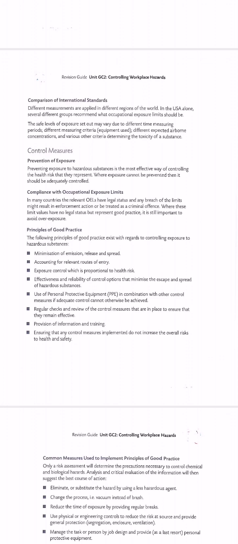Then number 6, also regularly check and review the control measures that are in place to ensure that they remain effective. So regularly check and review which control measures they have. Close the door or what. They have the control measures in every toxic place that people are working.